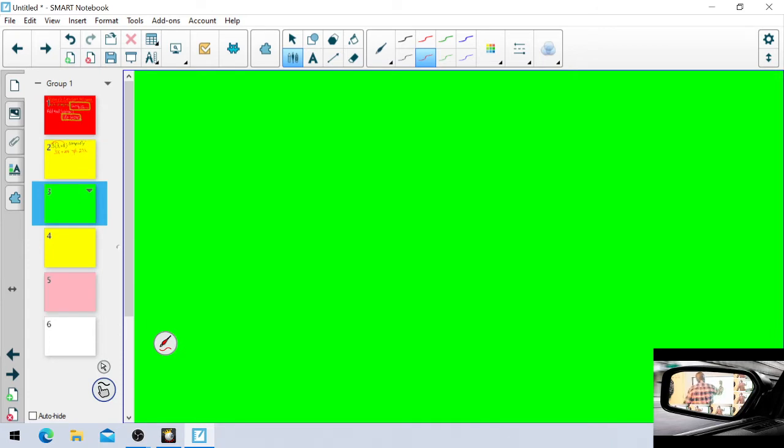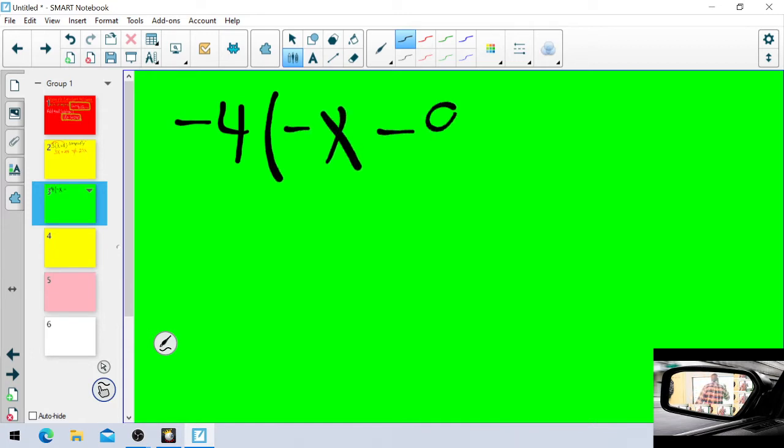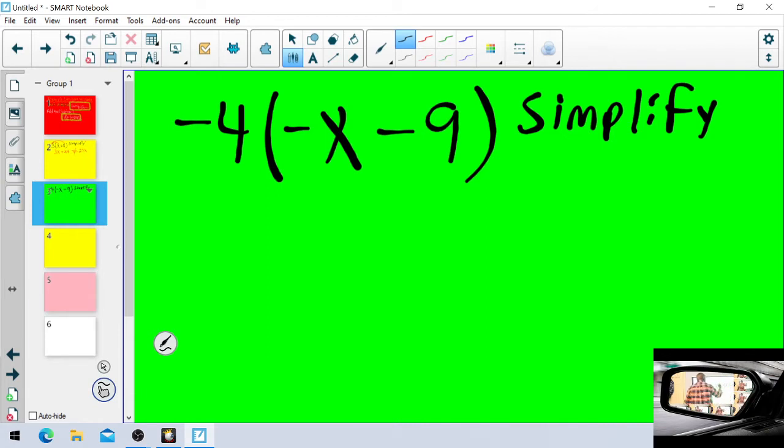You ready? Let's do a harder one. Yeah, throw some negatives in here. People don't like negative numbers. Simplify. Make sure you know your rules for multiplying integers. Negative 4 times negative x is 4x. Negative times negative, positive. Negative 4 times negative 9 is positive 36. That's the answer right there. Yeah, this is a negative 9. Negative 4 times negative 9 is positive 36.